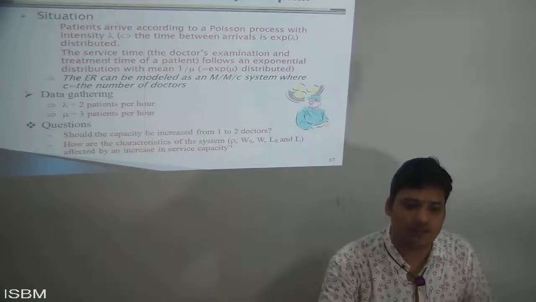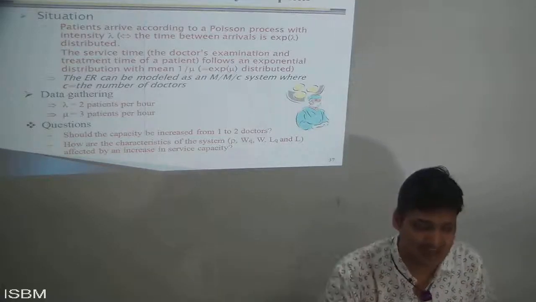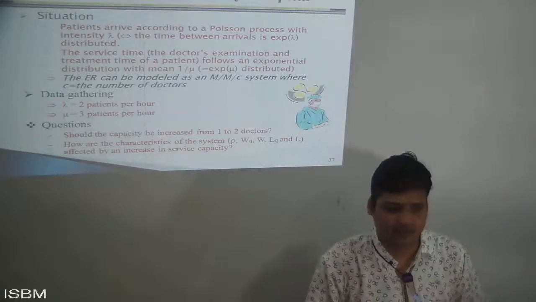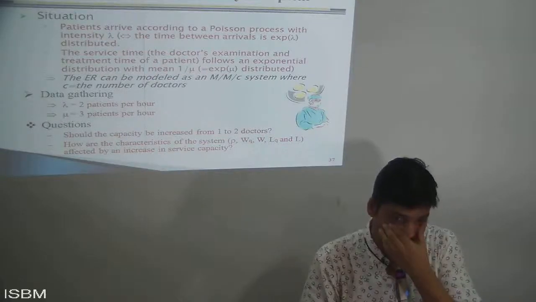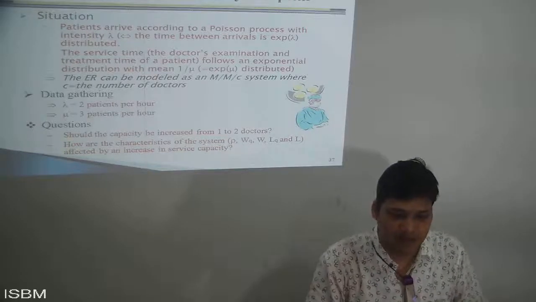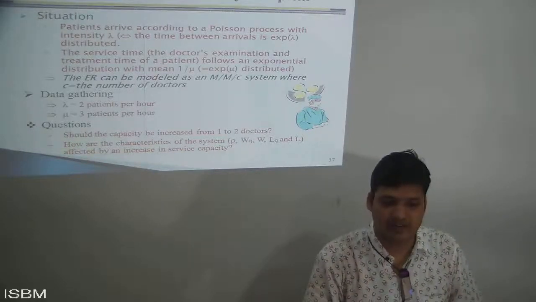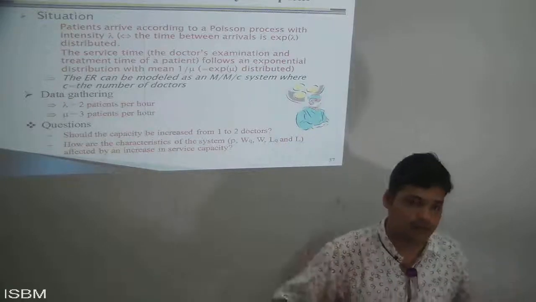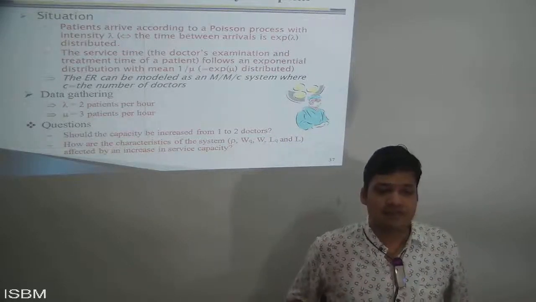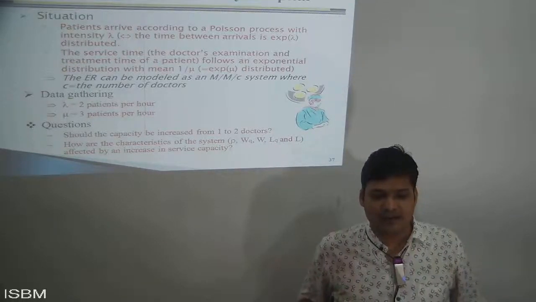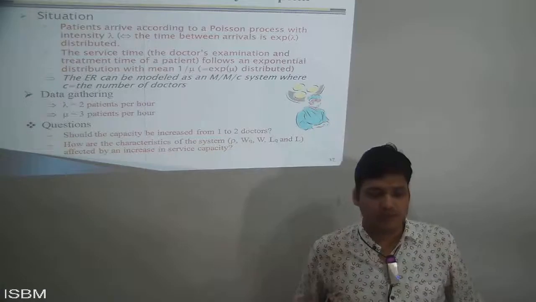Then the ER of a county hospital. It's an example. Situation: suppose patients arrive according to a Poisson process with intensity lambda. The time between arrivals is exponentially distributed. The service time, which is the doctor's examination and treatment time for the patient, follows an exponential distribution with mean 1 by mu.